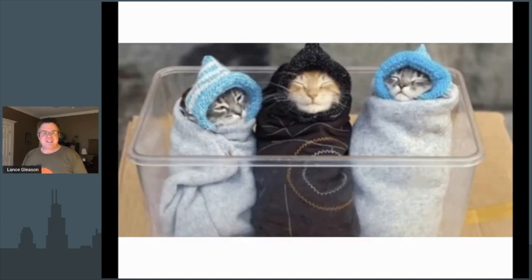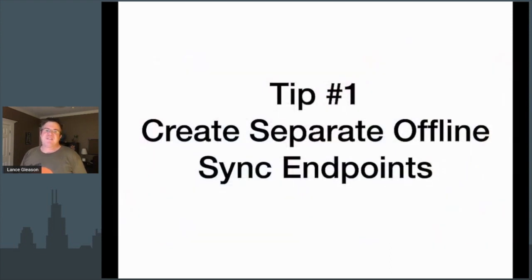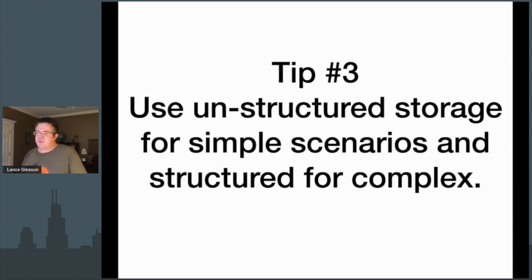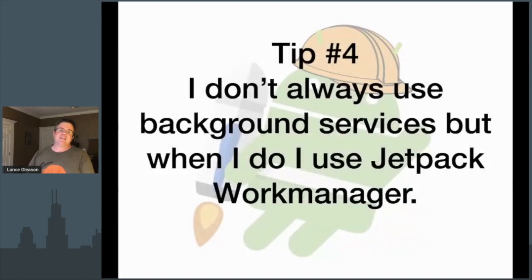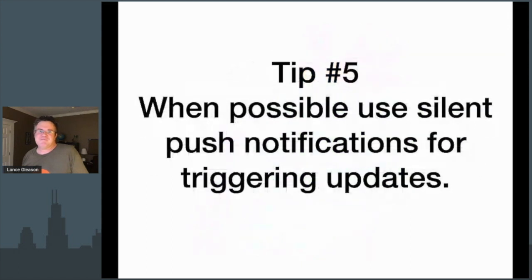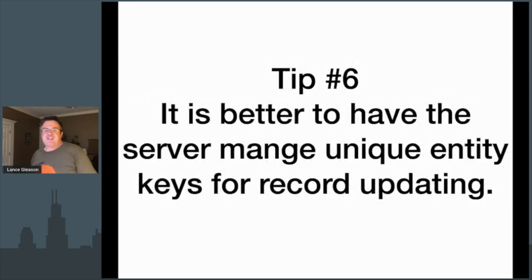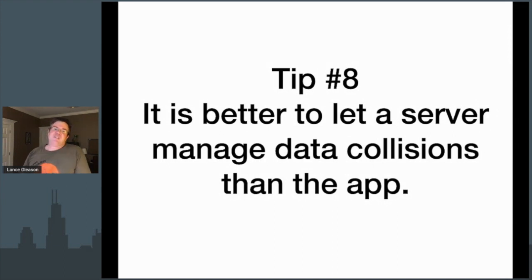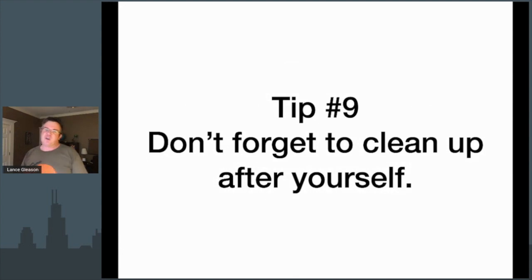So wrapping things up, we have 9 tips. Create separate offline sync endpoints, travel light, and only store the data you need. Unstructured for simple and structured relational for more complex, generally speaking, or data that lends itself to that. If you're going to use a background service of some sort and you can use Jetpack, Work Manager will make your life easier. When possible, silent push notifications can add a lot of optimizations to your data usage and other things like that. It's better to have a server manage unique entity keys for records, especially across an entire system. Try to update as coarsely as you can to avoid complexity, but sometimes you can't. It's better to let the server manage data collisions than the application. Again, though there are times you have to, but what I found is it's better when you can to do that. And don't forget to clean up after yourself.